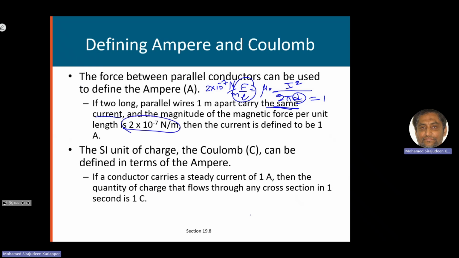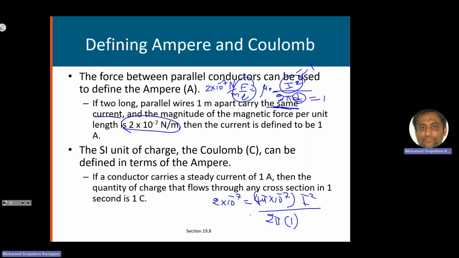Right? So we adjust the current until the force can be measured. The force between them is a very small force per meter. Then I can show you I squared is equal to 1. Let me show you how. The left-hand side is 2 into 10 to the minus 7. Mu0 is 4 pi into 10 to the minus 7. I squared over 2 pi, and d is equal to 1.